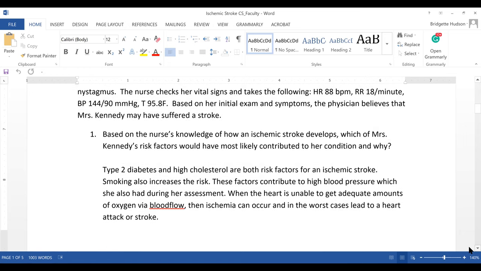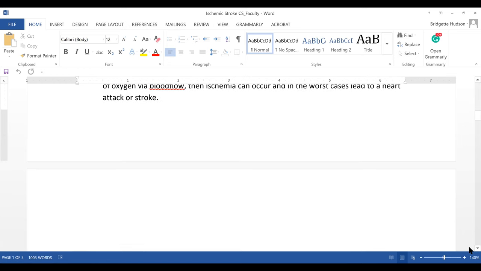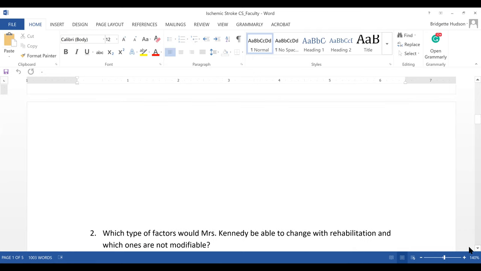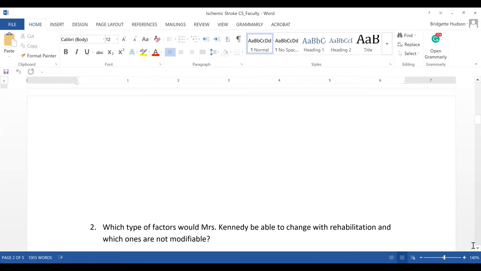All right, question number two. Which type of factors would Miss Kennedy be able to change with rehabilitation, and which ones would not be modifiable? So what did you have for that? Okay, diet and smoking, for sure. All right, so these are the modifiable ones, okay. Which ones are not modifiable?